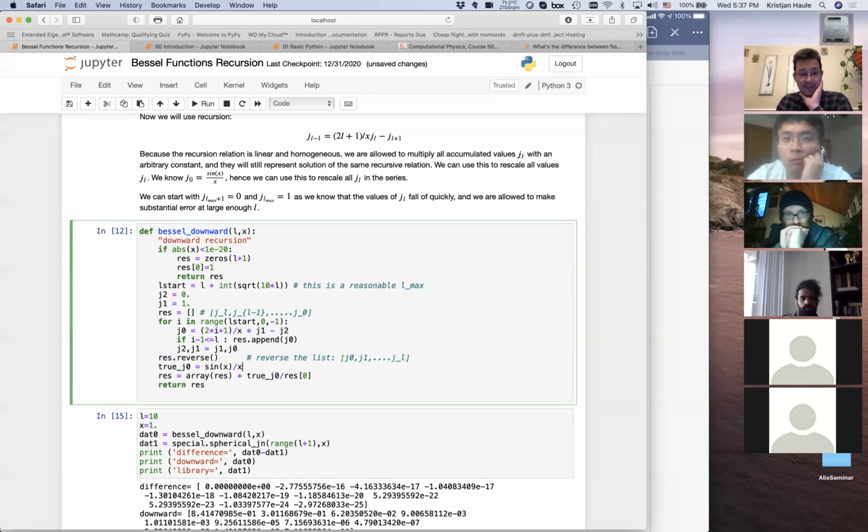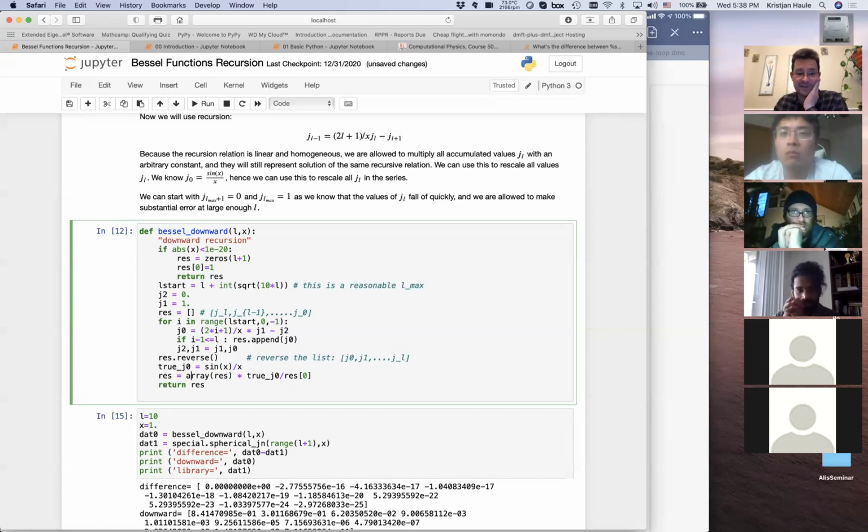Now all these values are fine, but unfortunately, they're not properly normalized. We said that these can be orders of magnitude wrong. The series is correct, but the values are wrong, because we didn't normalize them yet. So what we need to do is calculate the true J0, which is sine x divided by x. And then we normalize in such a way that J0 is correct, which means that all other values are going to be correct.